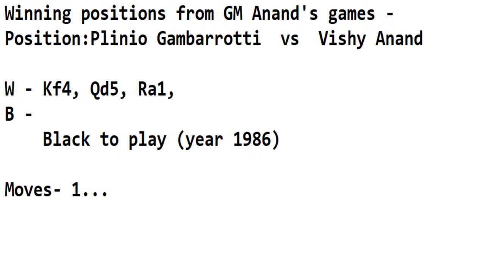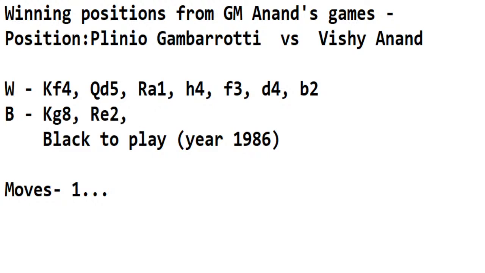Then there are pawns h4, f3, d4, and b2. For black, that is Vishy's position. You guessed it right. King g8, rook e2, a couple of pawns only, f7 and g6. So Jay, what is the position? Oh, there is a queen. Beg your pardon. Vishy has the queen on g2. Not so imbalanced. Vishy is not queen down. Queen on g2, guys. Okay, so we are done with this.